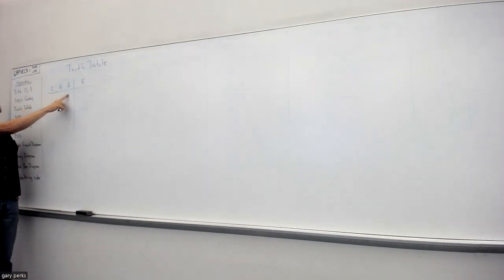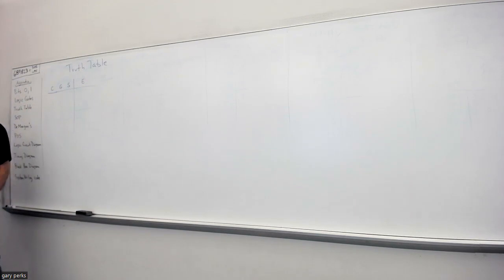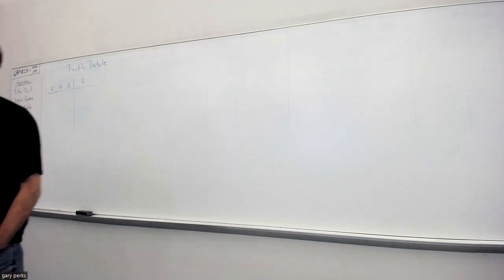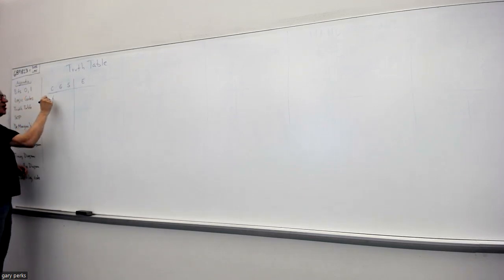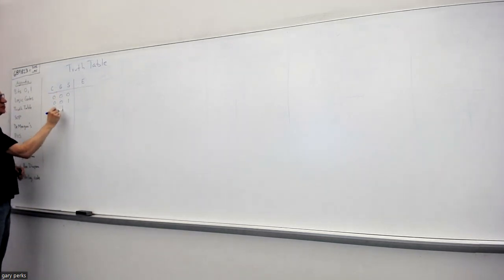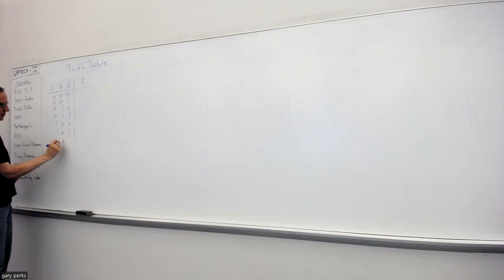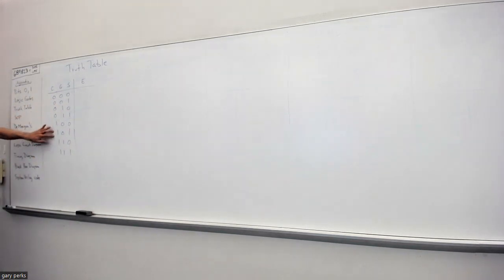And since we have 3 inputs, and those inputs are binary, they're either 0 or 1, how many possible combinations do we have? You have 3 inputs, how many combinations? 8, right? 2 to the 3 is 8. So they all could be 0, or you can have 0, 0, 1, or 0, 1, 0, 0, 1, 1, 1, 0, 0, 1, 0, 1, 1, 1, 0, 1, 1, 1. 2, 4, 6, 8.